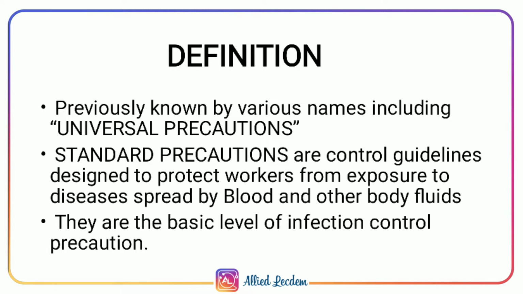We already know about the body fluids. They include seminal fluid, peritoneal fluid, pleural fluid, pericardial fluid, etc. They are the basic level of infection control precaution. I repeat that standard precautions are control guidelines designed to protect workers from exposure to diseases spread by blood or other body fluids.